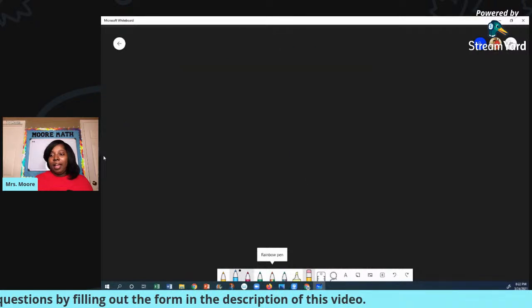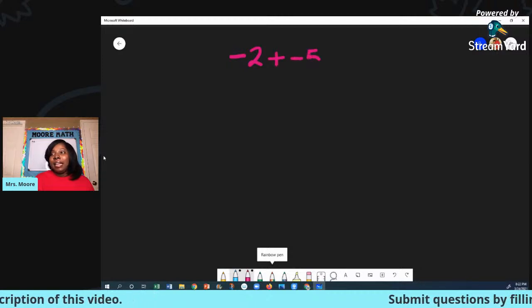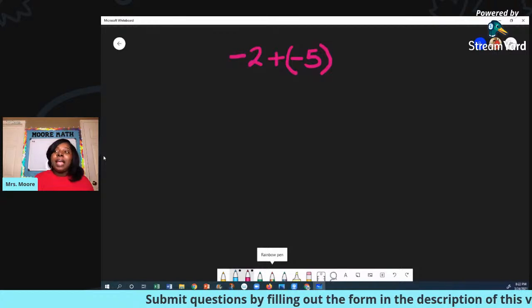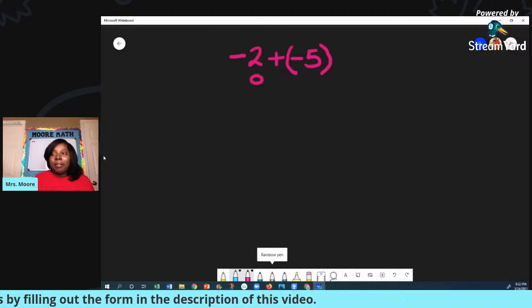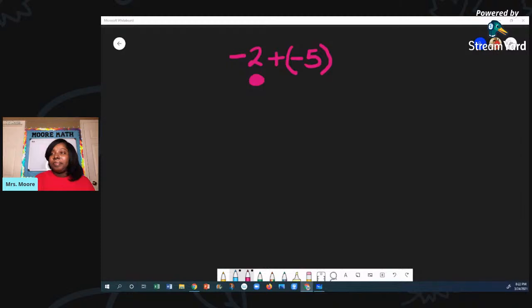I'm going to write that back. Okay, and now we have negative 2 plus negative 5. We put the parentheses here just so that you don't get confused with the plus sign and the negative. So we have 2 negatives and 5 negatives. How many negative chips do we have altogether? 1, 2, 3, 4, 5, 6, 7, and it's negative 7.